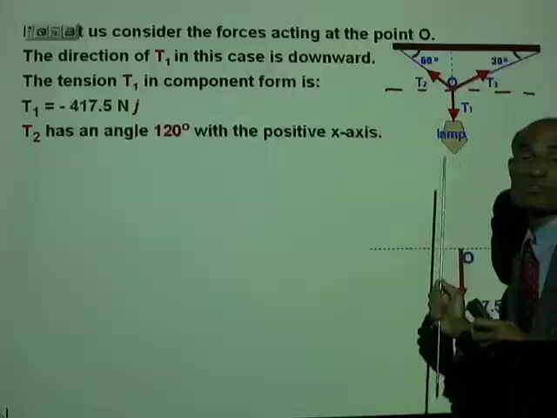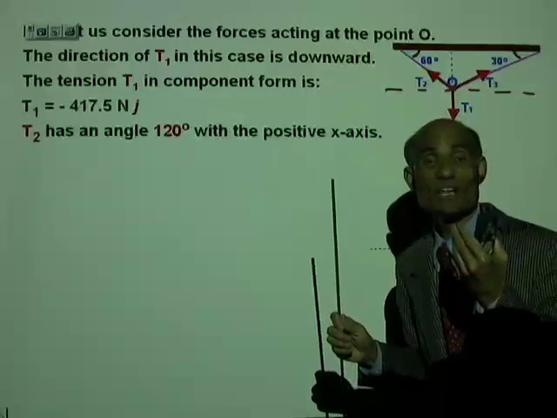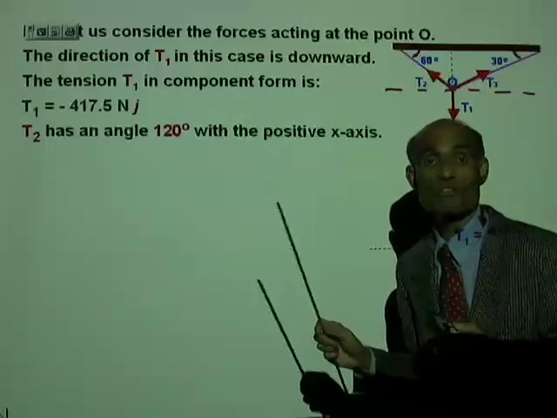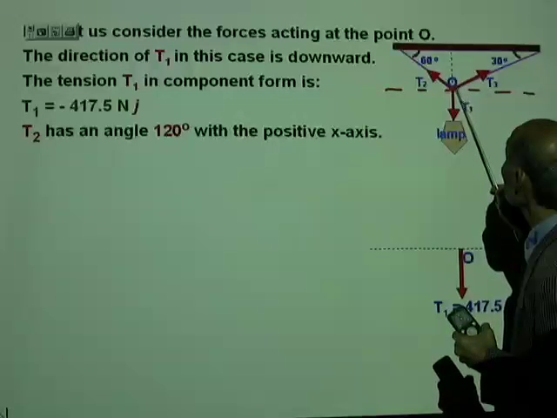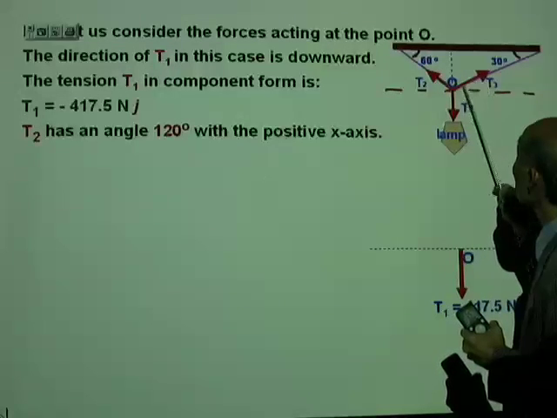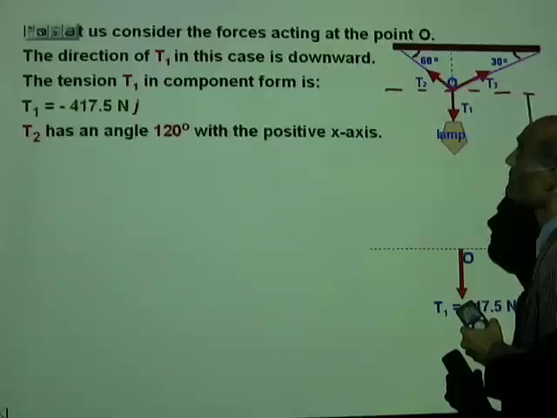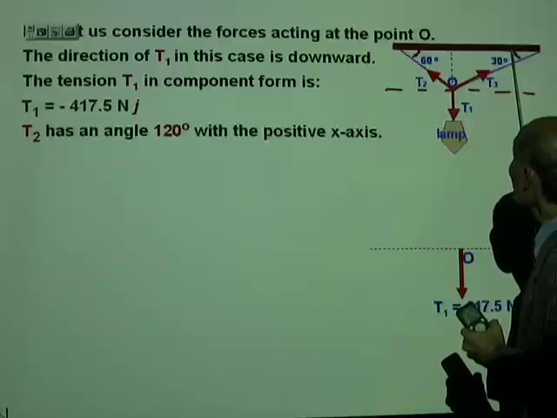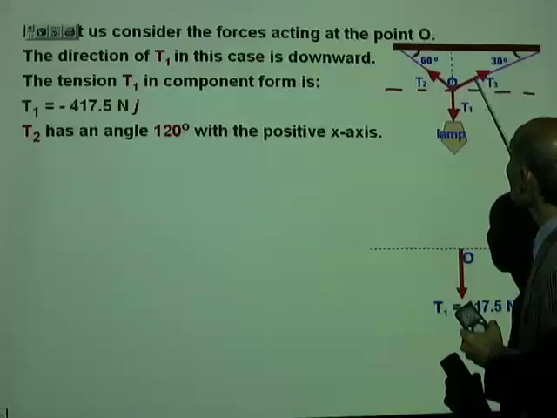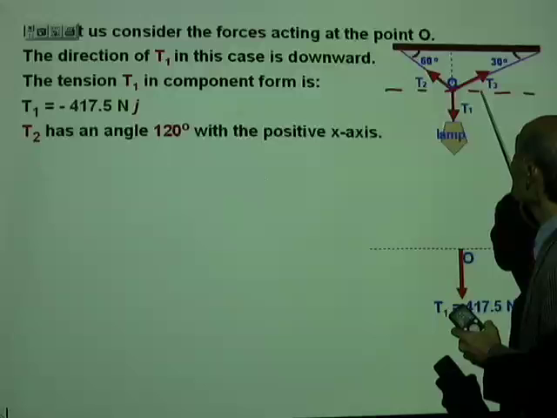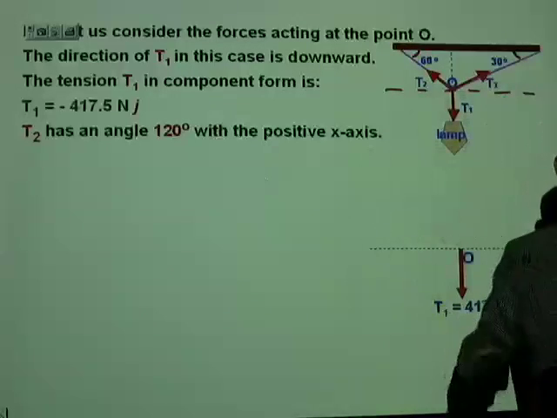It's very important to recognize the direction of each vector. Tell me, what is the angle made by T3 with the x-axis? Because this angle is given to be 30 degrees, this angle also will be 30 degrees. Okay.